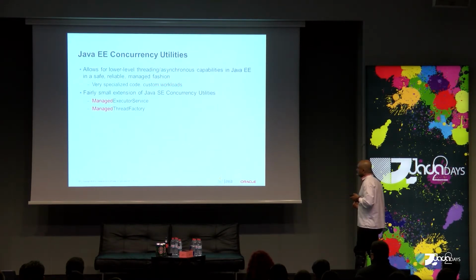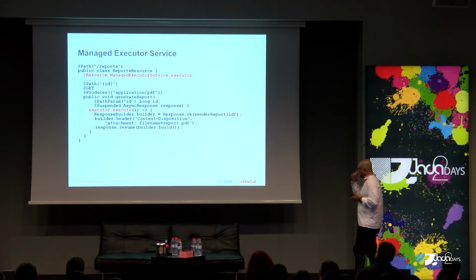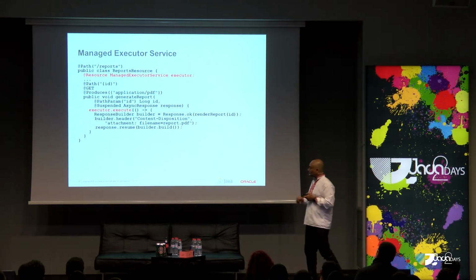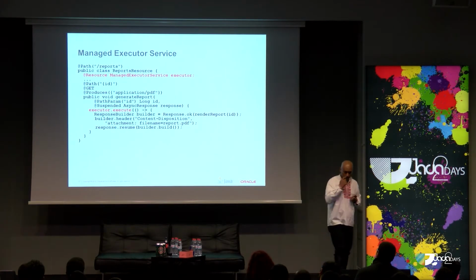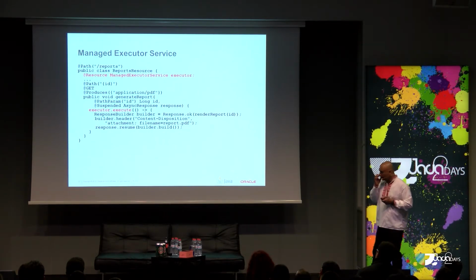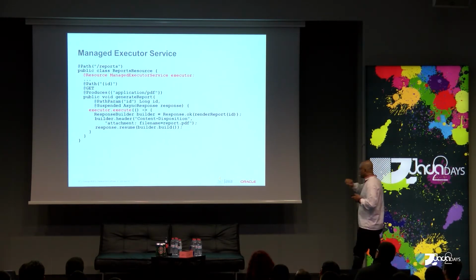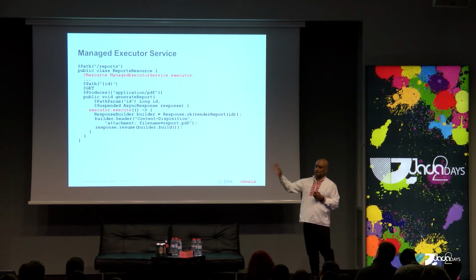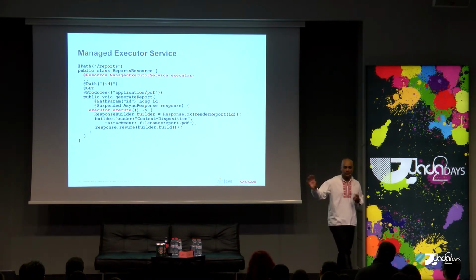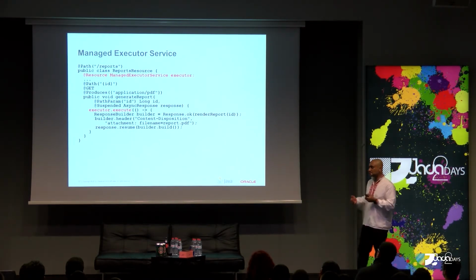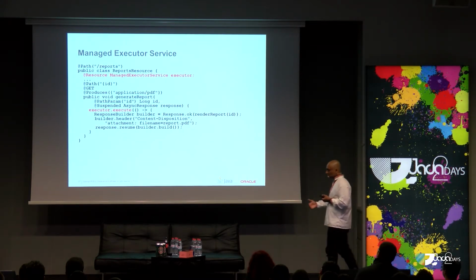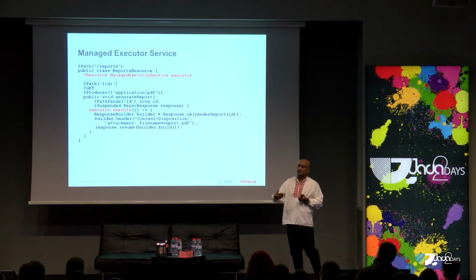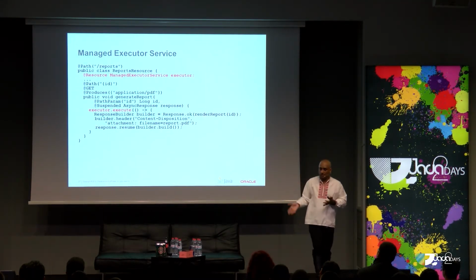Moving forward, I'm going to skip over Java EE concurrency utilities a little bit. What is this? A simple explanation is that it is a way of safely executing threads in a Java EE environment. In a Java EE environment, for various good reasons, you are not recommended to start a native Java SE thread. So new Thread.start, don't do that.